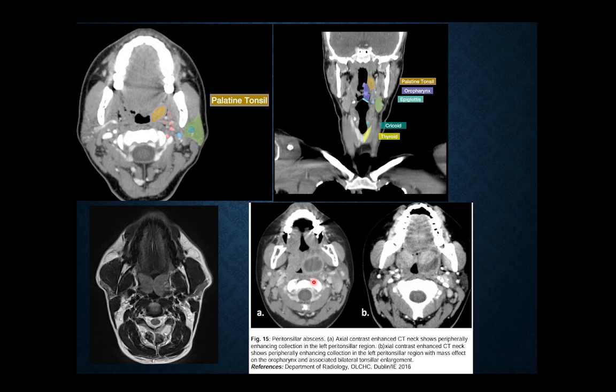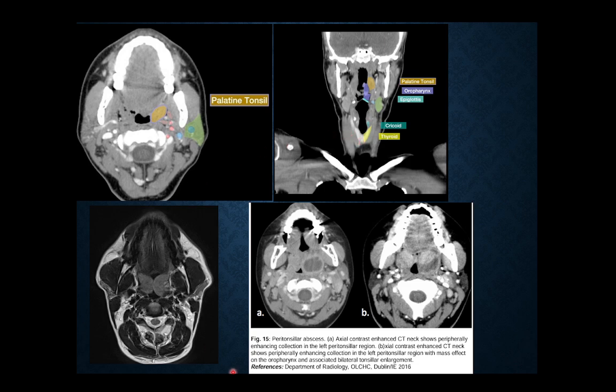Then we come to the neck part. We have this image of the normal palatine tonsils location. Here also normal palatine tonsils, oropharynx here, epiglottis this one, cricoid and thyroid cartilages here.